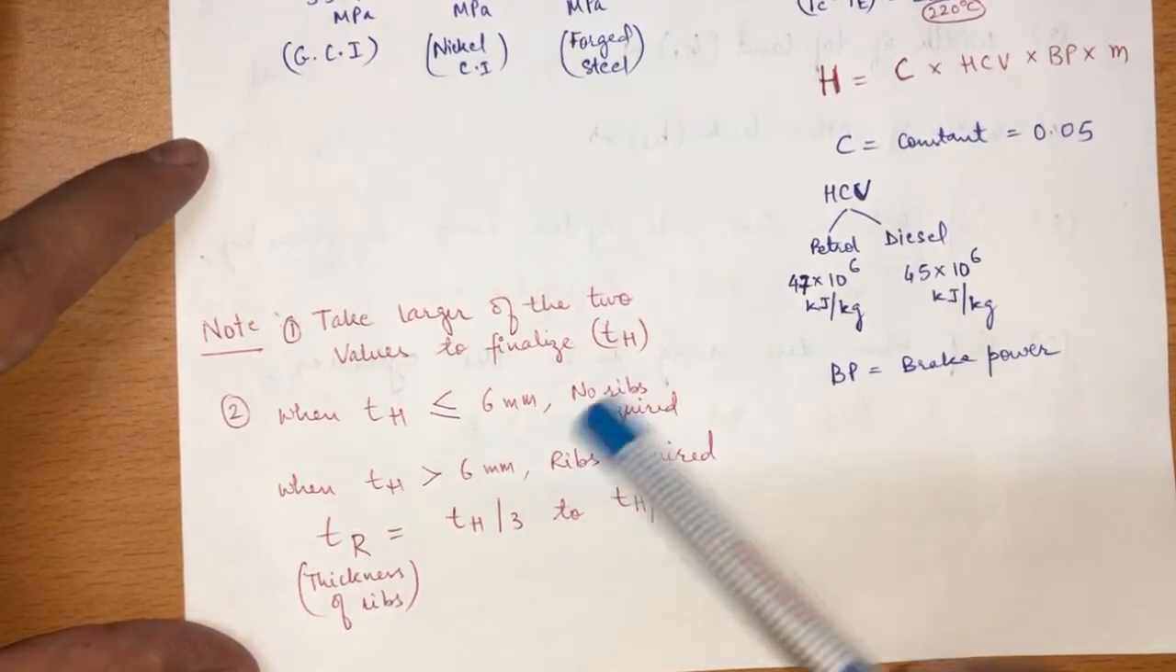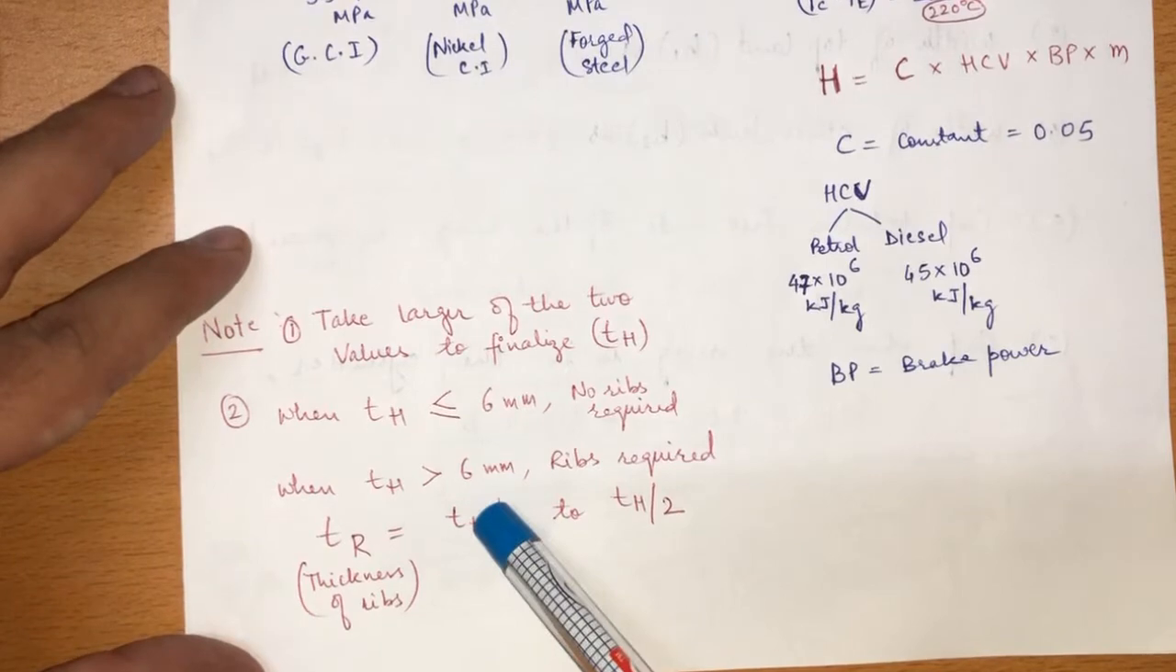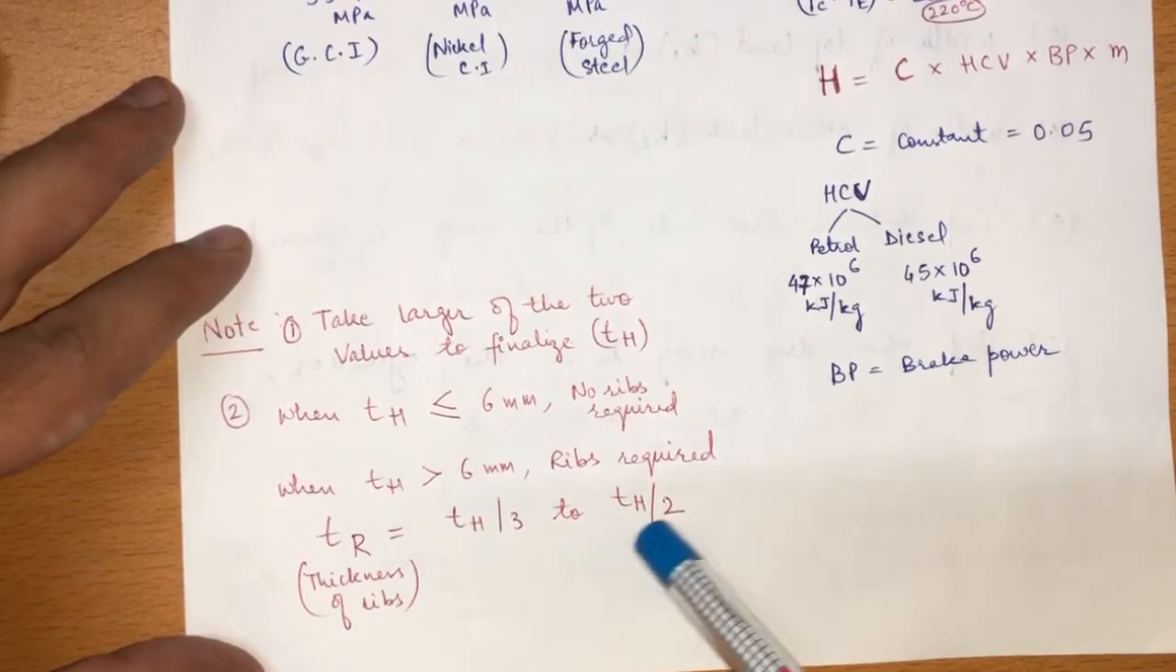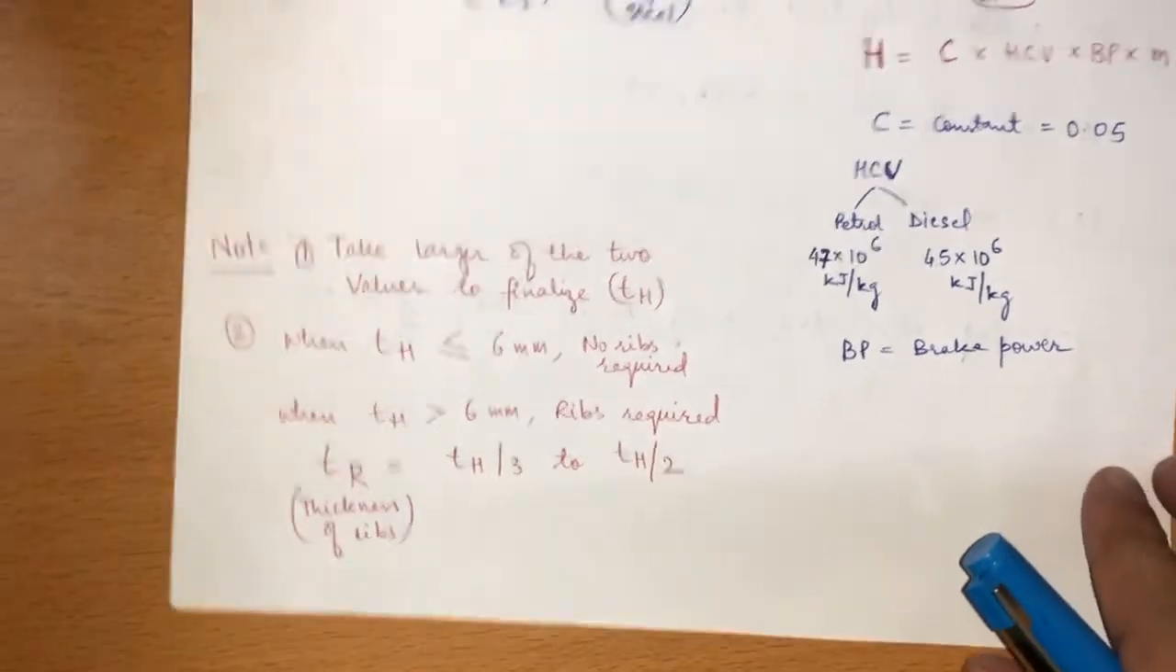Ribs have a certain thickness which is represented by TR, that is the thickness of ribs, and can be calculated from TH, wherein TR is in the range of TH by 3 to TH by 2. Step number 2 deals with the piston rings.